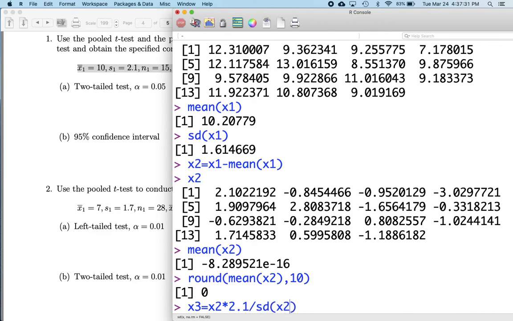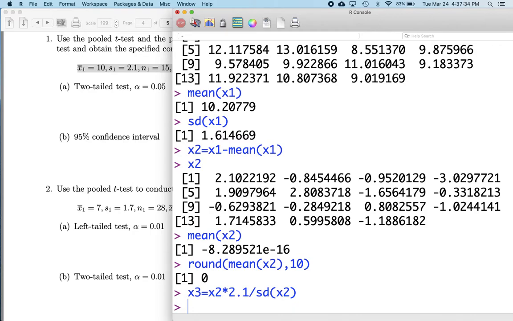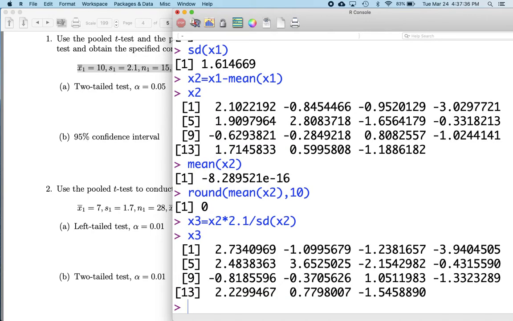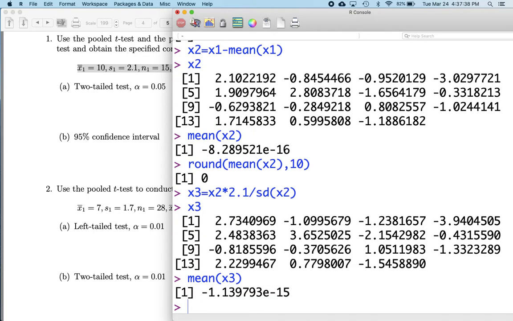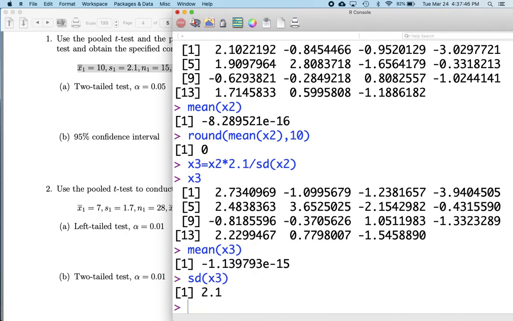and I'm going to divide all the values by the standard deviation of x2. Okay, so that'll give us a new set of data, x3, where the mean is again 0, in this case up to 15 decimal places, and the standard deviation of x3 is 2.1. So x3 is the set of data that we were looking for. One final step, though: we don't want a mean of 0, we want a mean of 10.